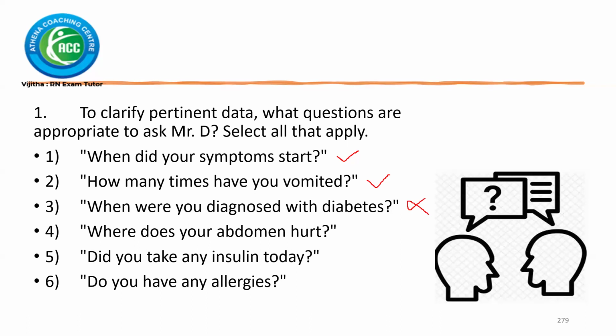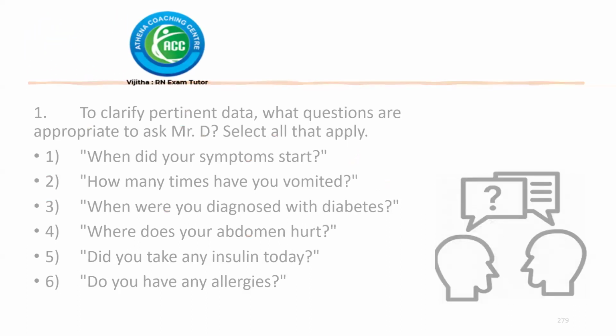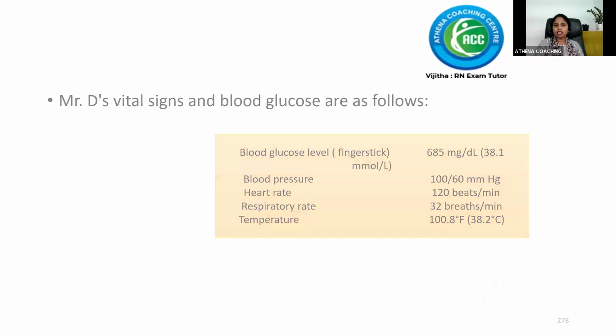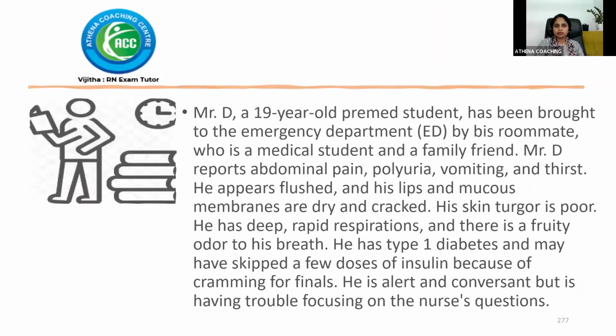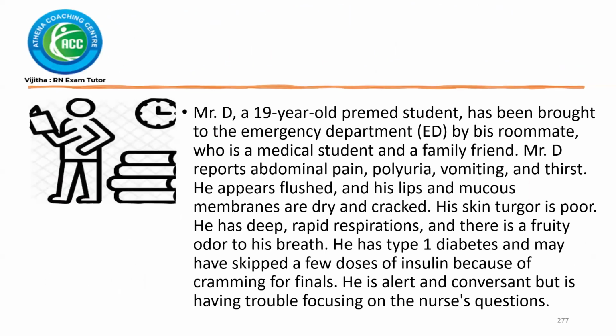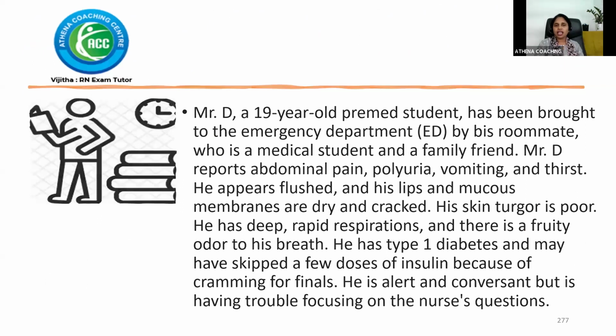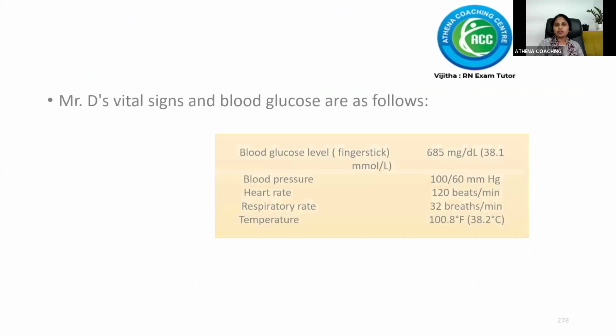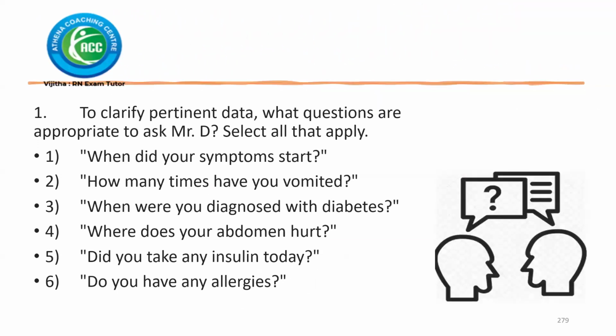Do you want to see the signs and symptoms again? Abdominal pain, yes. Dehydration, then polyuria, abdominal pain, vomiting, thirst, the rapid respiration. Abdominal pain is allowed, definitely the patient has pain. What we need to do is we have to locate the pain, right? Okay. The fourth one, yes.